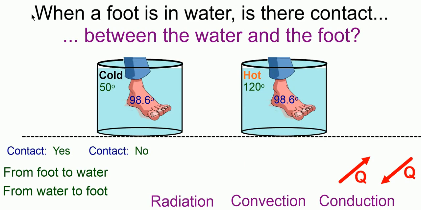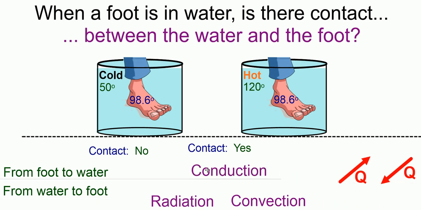Here's another example. We've got the foot in both situations at 98.6 degrees, which you know is the temperature of our body. Here it's in cold water at 50. Here it's in hot water. Now the first question, is there contact here between water and foot? Sure. The foot's wet, isn't it? Contact, yes. So what kind of a transfer of heat is it going to be by contact? It's going to be conduction, isn't it?